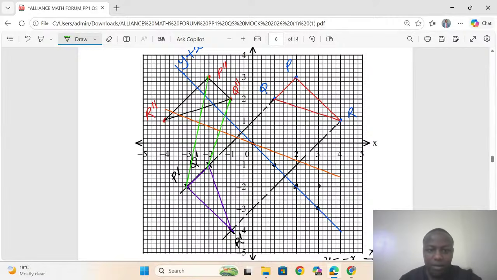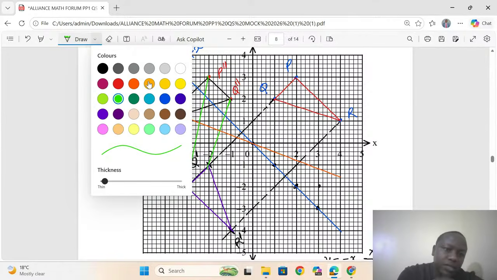Then after that we can bisect P to P prime. Let me use this one.